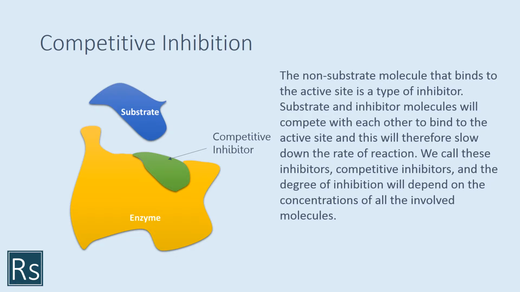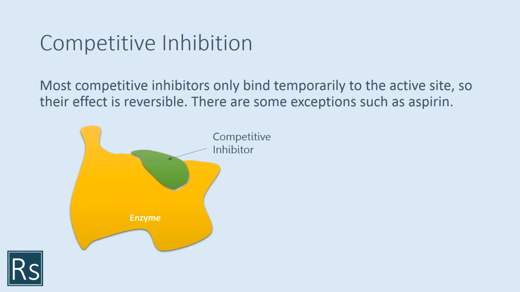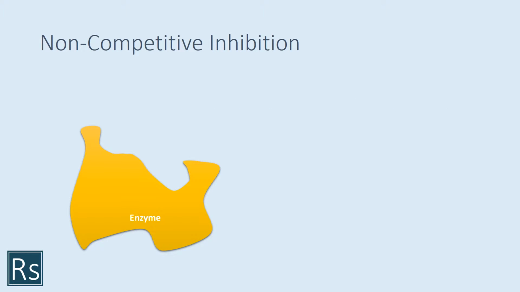The non-substrate molecule that binds to the active site is a type of inhibitor. The substrate and the inhibitor molecule will compete with each other to bind to the active site, and this will therefore slow down the rate of reaction. We call these inhibitors competitive inhibitors, and the degree of inhibition will depend on the concentration of all of the molecules involved. Most competitive inhibitors only bind temporarily to the active site, so their effect is reversible. There are, however, some exceptions, such as aspirin.